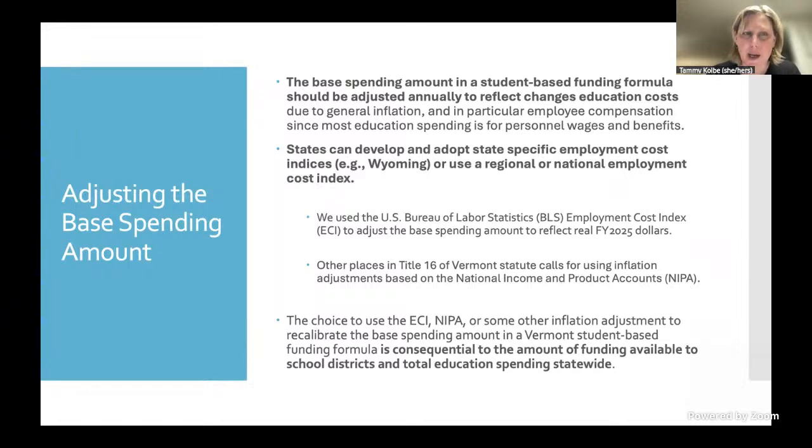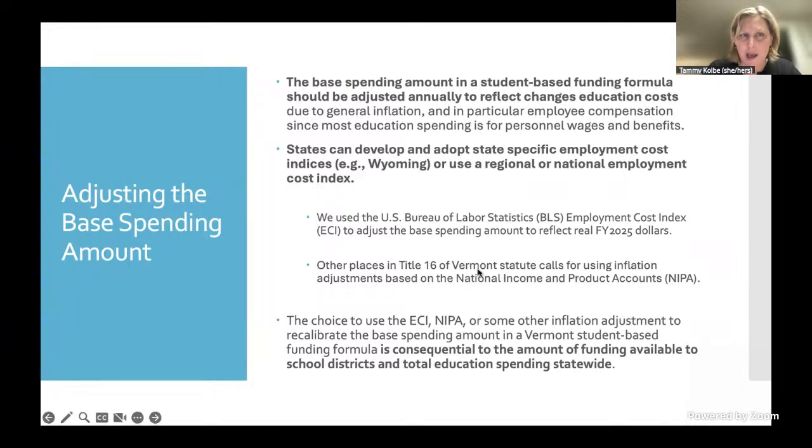But I do want to point out that other places in Title 16 of Vermont statute call for using the NIPA. Those two adjustments are really different in terms of what they consider, right, what it is that they're considering in their adjustments. We tend to recommend that states stick with an employment cost index of some sort. The BLS one's a decent one, right? There are others. In the memo, we provide some citations for others that states have considered.